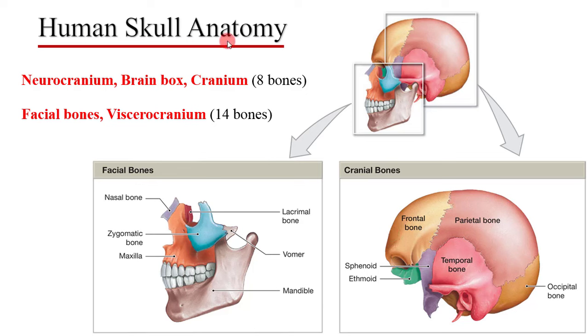The skull is divided into two parts. The first is the brain case, also known as the cranium or neurocranium, which encloses the brain. In addition to the neurocranium, there is the facial skeleton known as the viscerocranium, which provides structure and support for soft tissues of the face and houses the teeth.